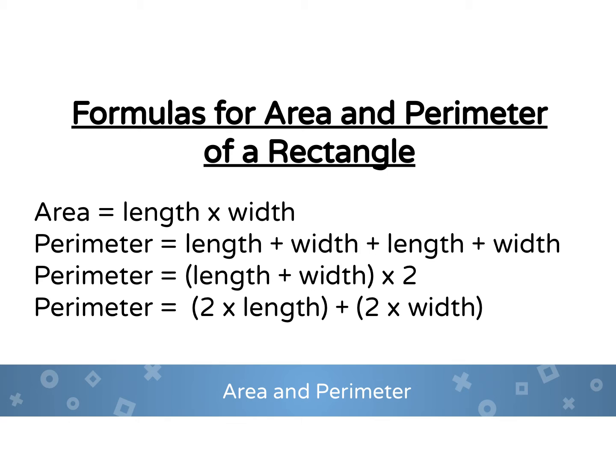We've been talking about these formulas in class for the last couple of days, so you know these. The area is the length times the width, and the perimeter is just adding up all of the sides of the rectangle. There are a couple of ways to write the perimeter formula. You can also do length plus width times 2, or 2 times the length plus 2 times the width, which is all exactly the same thing.